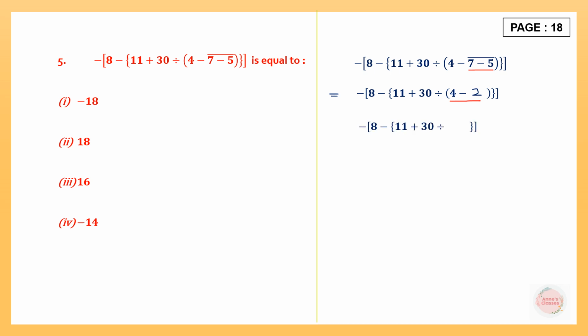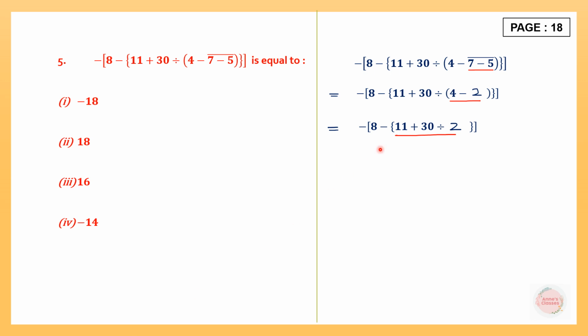So here everything else has remained the same. Instead of 4 minus 2 after division, we're going to write 2 here. So this is 2. Again, we have removed the parenthesis. What we have left are the square brackets and the curly brackets. Now we have to work out what is within the curly brackets.